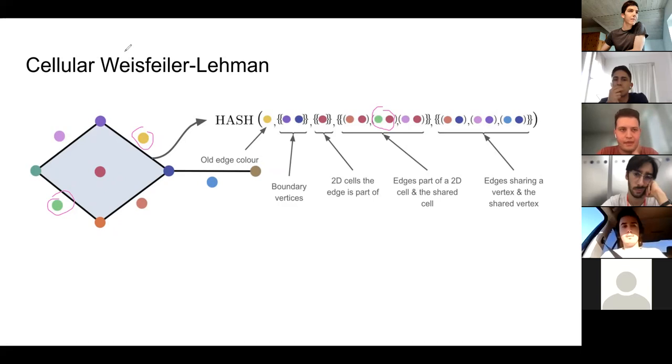So when we consider this light green edge here, we aggregate long-range information. All right. Then we also have the line graph adjacencies. So if two edges intersect in a common vertex, then they are adjacent. And we also include the color of the vertex between them.